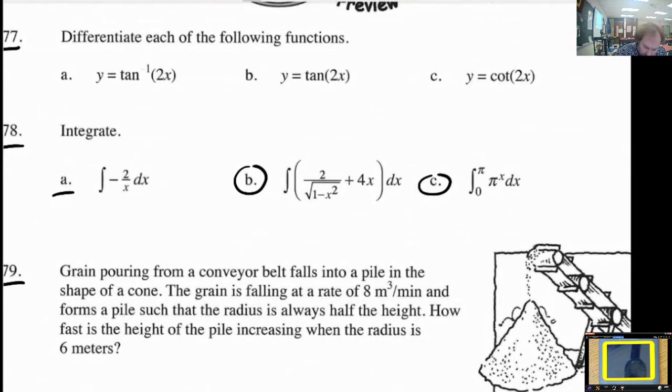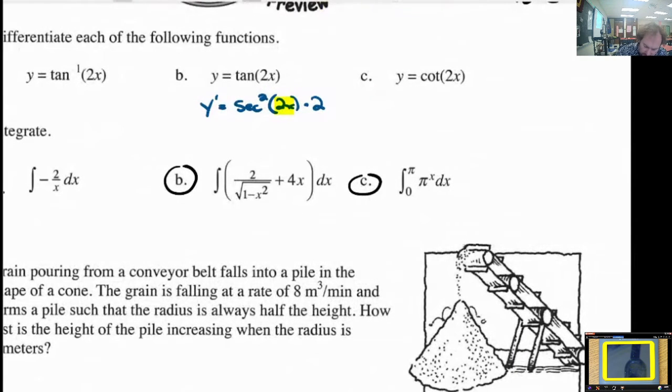B and C are the ones that you should kind of just memorize. The derivative of tangent is the secant squared of 2x. And then, of course, you're going to have to multiply by 2 because of the chain rule. The derivative of 2x is just 2. Cotangent is going to be very much the same thing. The derivative of cotangent is the negative cosecant squared of 2x times 2. And those are just derivatives that you should memorize.